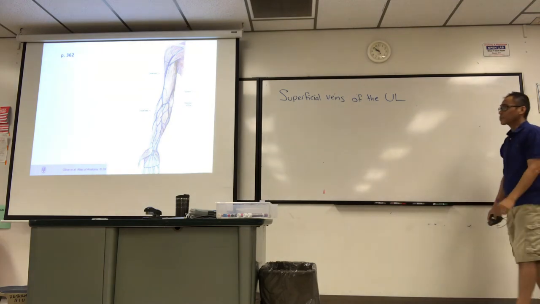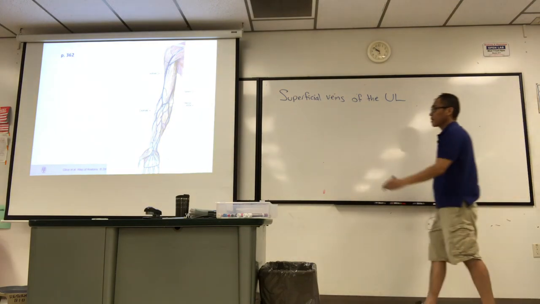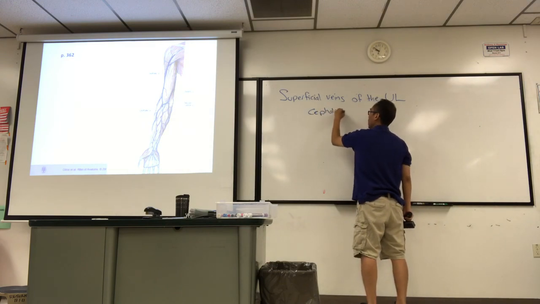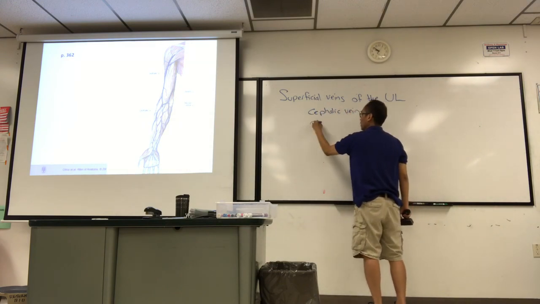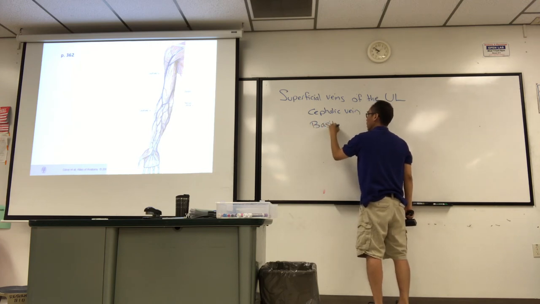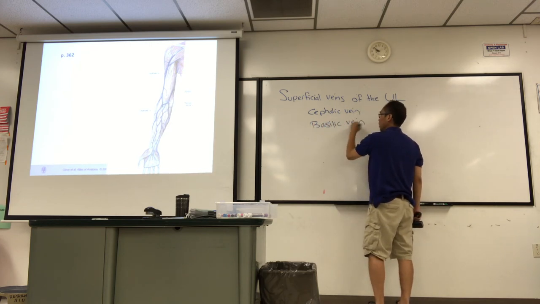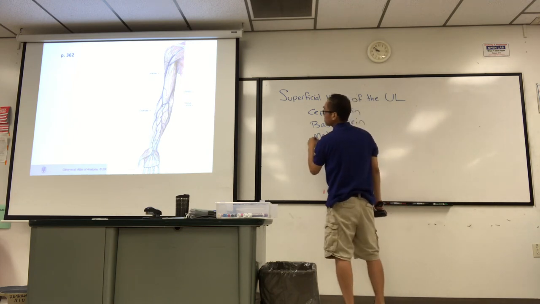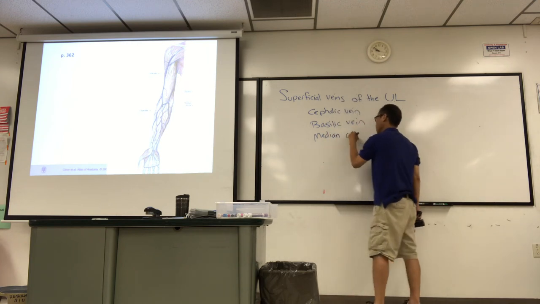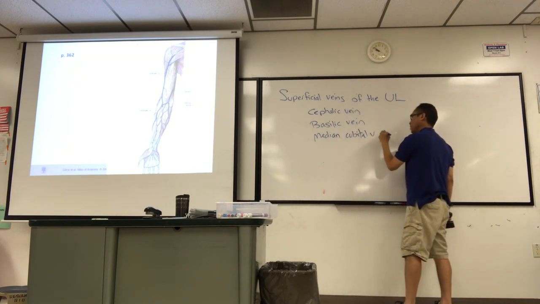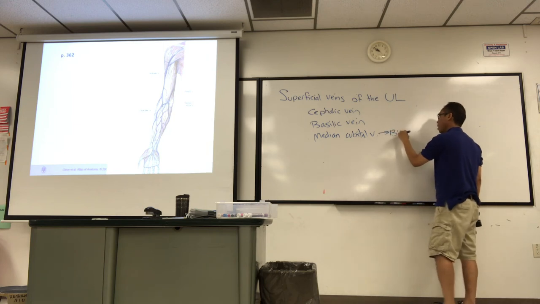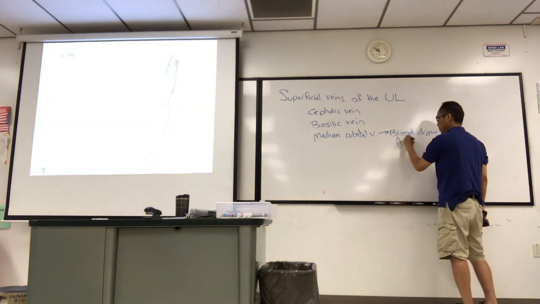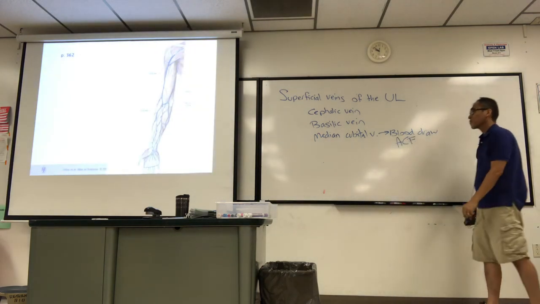Upper limb, cephalic. Basilic. Median cubital. Now the median cubital vein, that's the one for blood draw. Look for that one only in the ACF, the crook of the elbow.